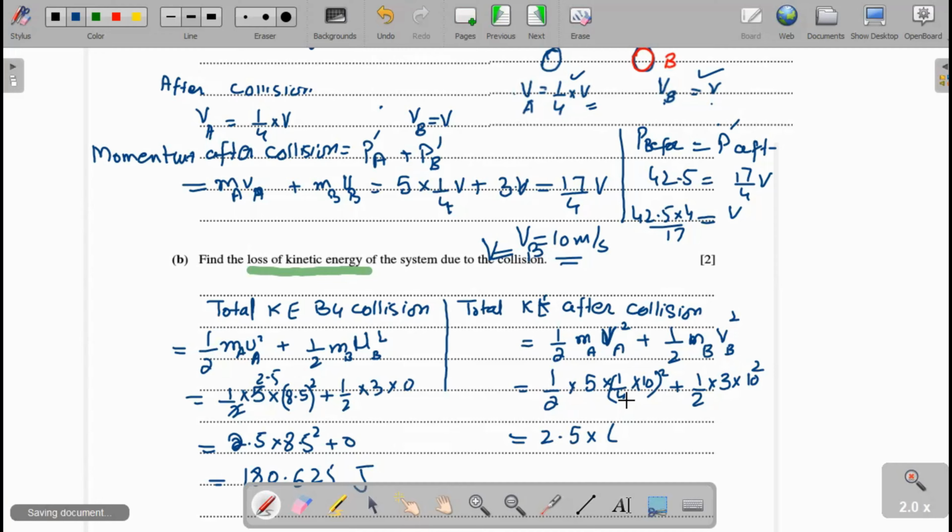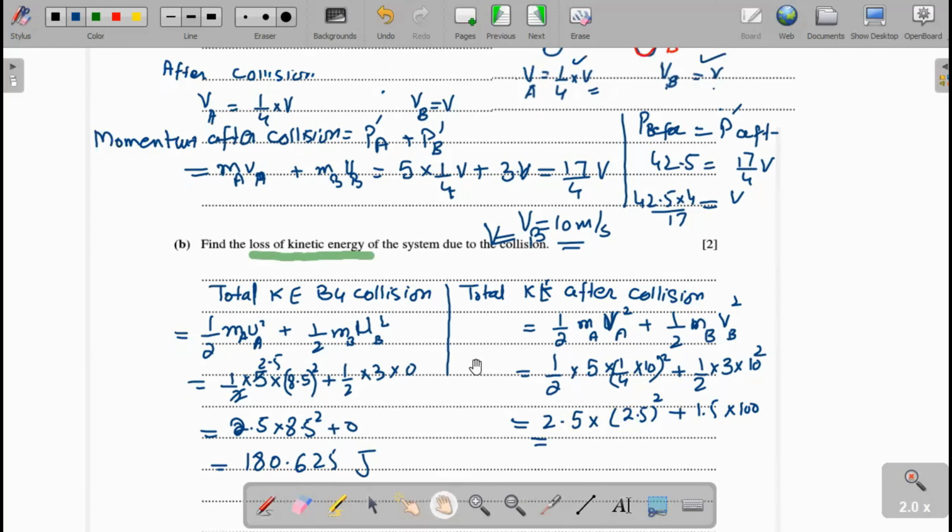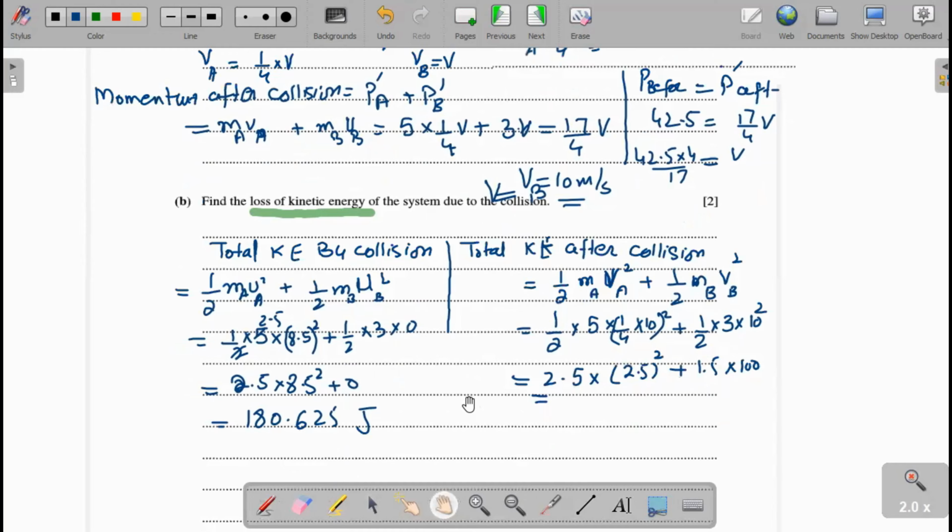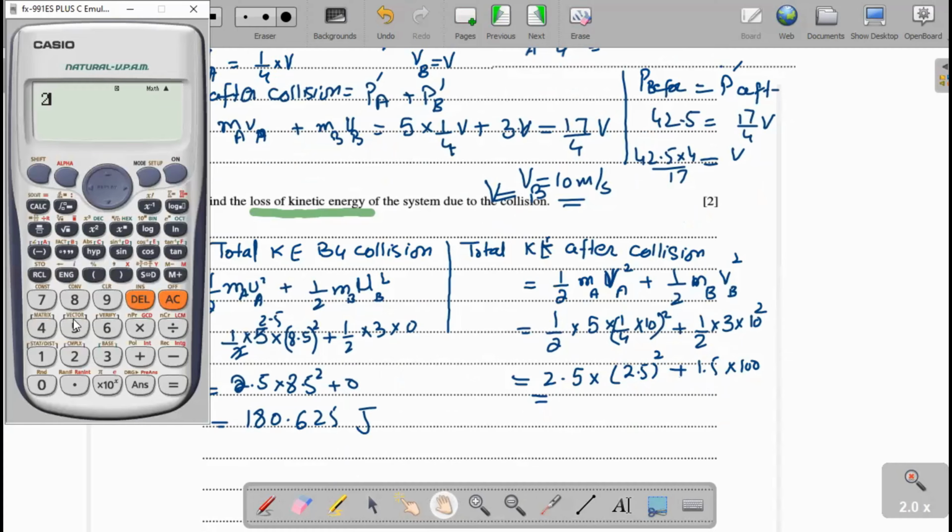and that is equal to 1 over 4 into 10. You can write it 2.5 whole square plus, that's equal to 1.5 into 100. Now we check the value. Now the value of this total kinetic energy of the system, we calculate it here. Now you can see that 2.5 multiply 2.5 whole square plus 1.5 multiply 100.